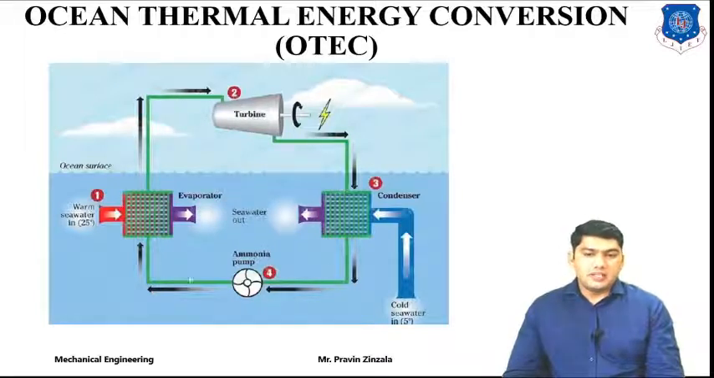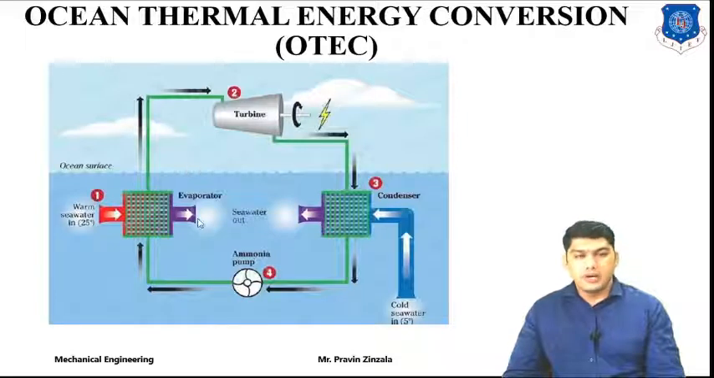This is the basic mechanism of the ocean thermal energy conversion system. We supply warm water to our evaporator, and we utilize a working fluid with a low boiling point. Whenever heat is supplied to the evaporator, our working fluid evaporates and passes to the turbine, and the turbine rotates. It converts kinetic energy into mechanical energy, and by utilizing a generator, it converts the mechanical energy into electricity.